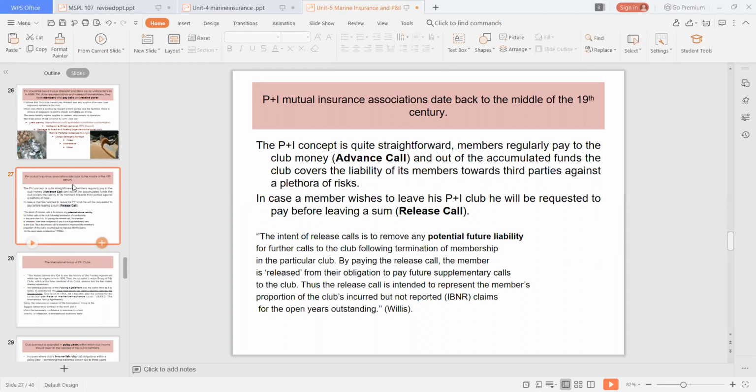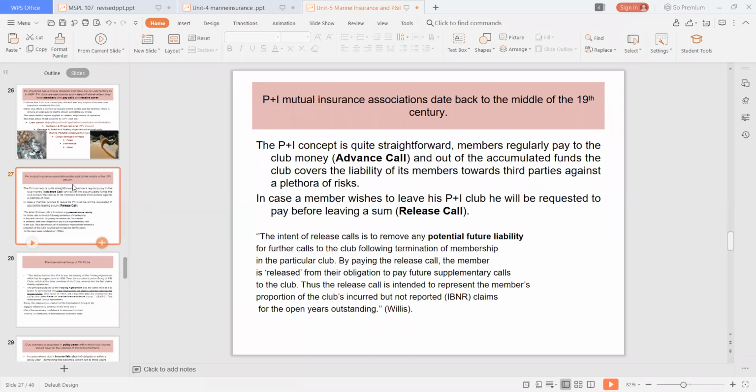P+I mutual insurance associations date back to the middle of the 19th century. The P+I concept is quite straightforward. Members regularly pay money to the club, an advance call, and out of the accumulated funds the club covers the liability of its members towards third parties against a plethora of risks. If a member wishes to leave the club, they will be requested to pay, before leaving, a sum that is called a release call. So what are advance call and release call?